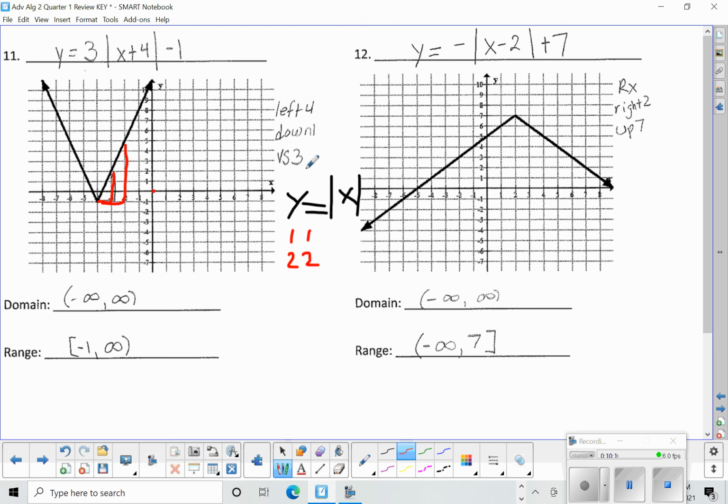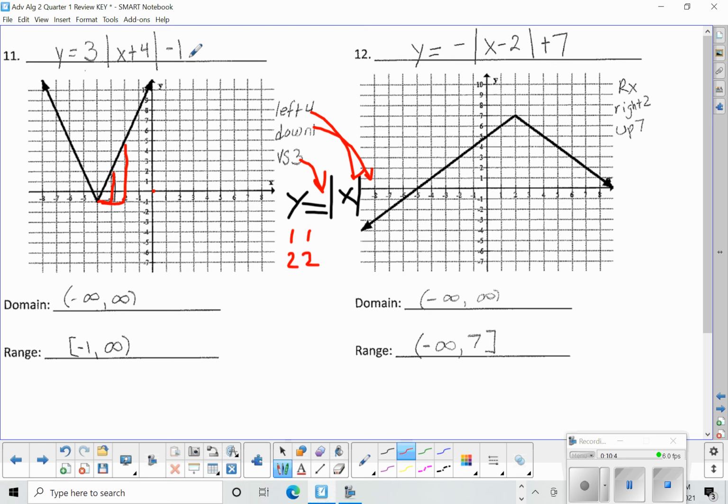It's a vertical stretch of 3. So my vertical stretch goes on the outside, multiply. Down 1 is added on the outside, and left 1 is on the inside. And remember, my x lies to me. So I get y equals 3 absolute value of x plus 4, or that's minus a negative 4, either way you want to look at it, minus 1.